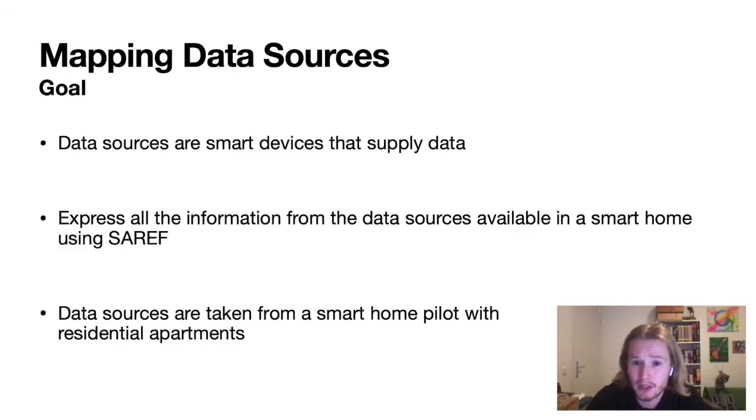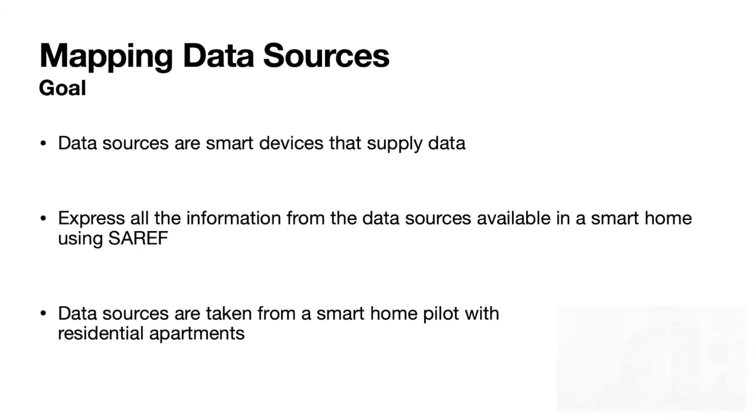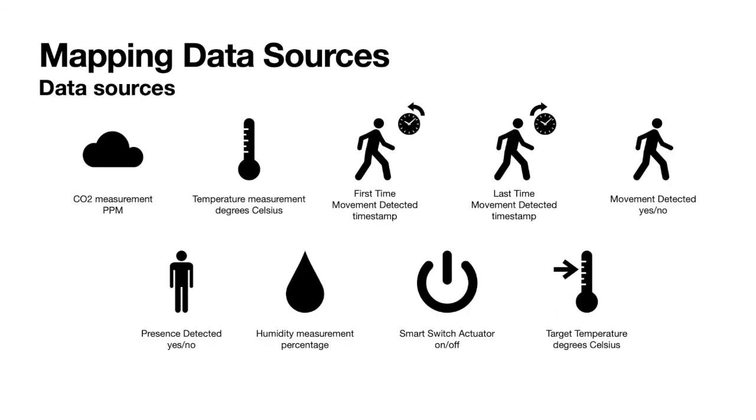Which brings us to the first implementation. The goal of the implementation is to map the information from the data sources retrieved from a smart home to a knowledge graph using SAREF. This is successful if we can model all the information from the data sources with SAREF without having to leave anything out. We started with 33 data sources, but many were duplicates in different rooms. Removing the duplicates leaves us with these 9 data sources. They can be seen with the units the data uses.